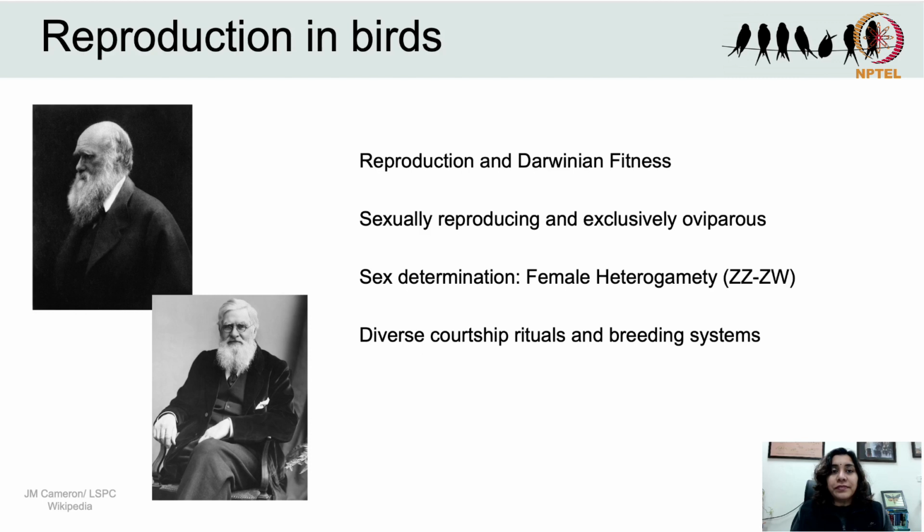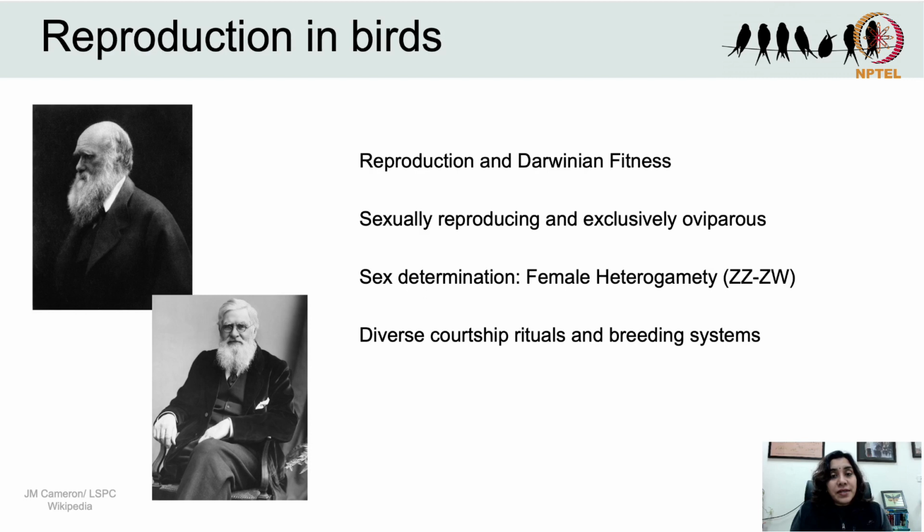Darwin and Wallace co-proposed the theory of evolution by natural selection, and the crux of the theory rests on differential reproduction and survival of individuals. Individuals that do not survive long enough to reproduce, or those who survive but do not reproduce, will leave fewer copies of their genes in the next gene pool. Thus, reproduction determines an individual's fitness.